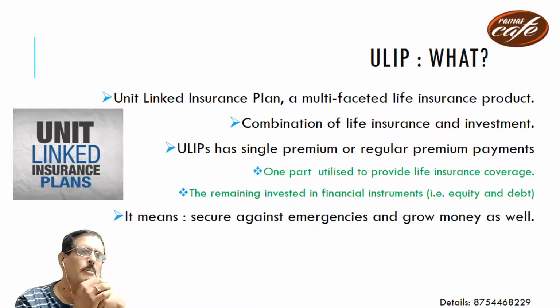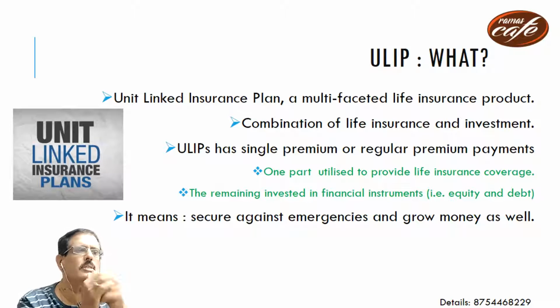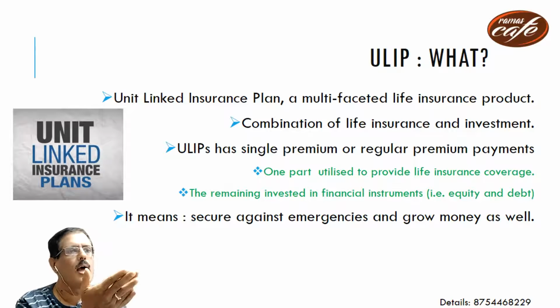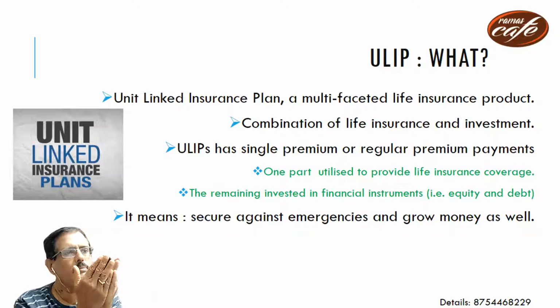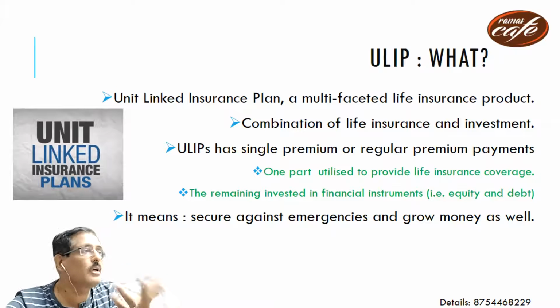So one part will be used for providing life insurance coverage. The remaining will be invested in financial instruments and it will be growing. Either you can choose equity or debt, which you can see at the end. Maybe I'll show you what all the options available are. This way it will be safety against risk and money is also grown.